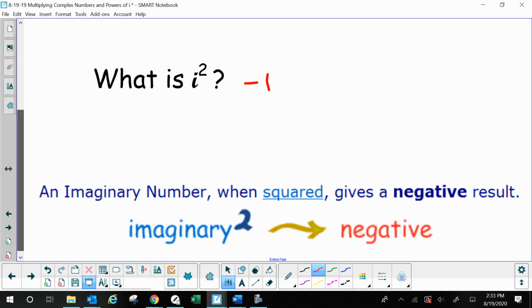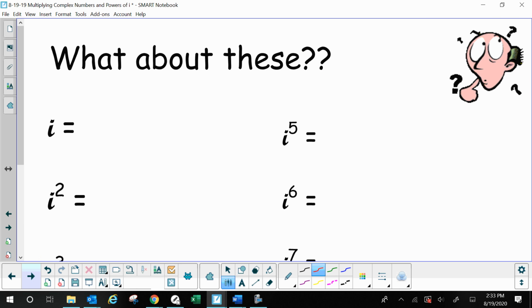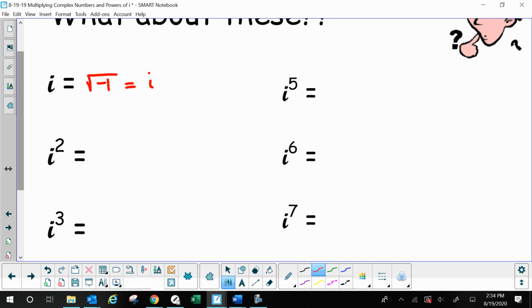It cycles through a few different numbers. So let's look at what happens. i is just i, or the square root of -1. What is i squared? What did we just learn i squared equals? If you take the definition, square root of -1 times the square root of -1, that just gives you -1.